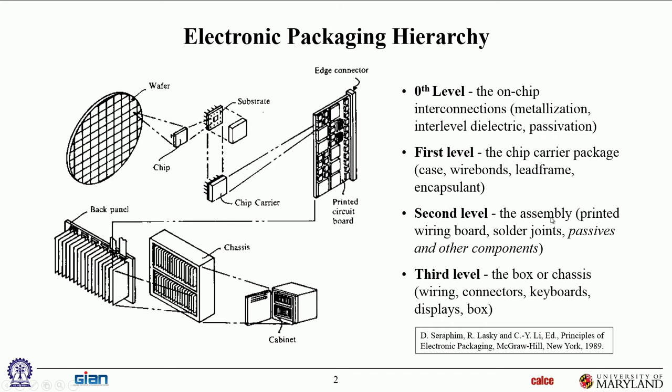At level two, what we're interested in is the printed wiring board, the interconnects, and solder joints, and typically that's also the level where people talk about passives and other components like relays and switches and onboard connector sockets and so on. We won't have time for that much, but I certainly want to talk about the printed wiring board. So that's what we'll talk about in this session.